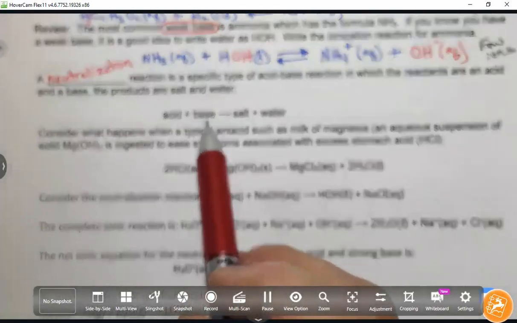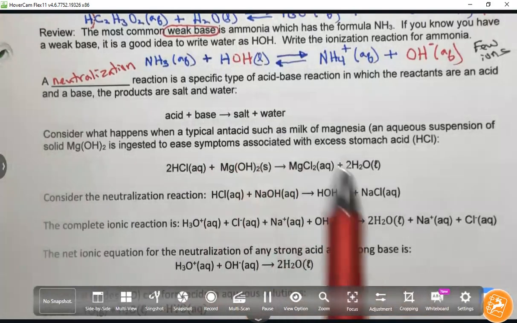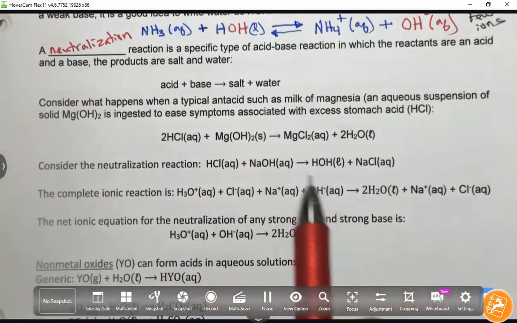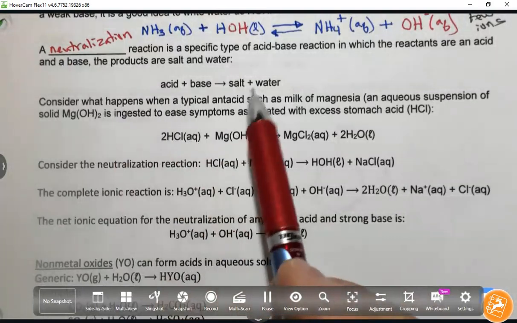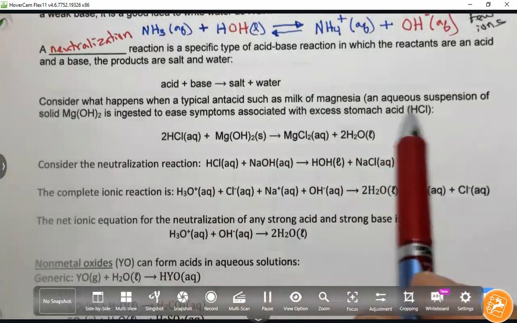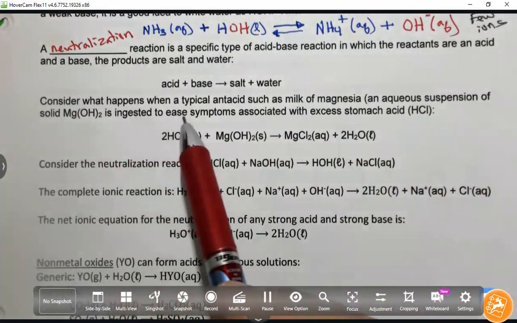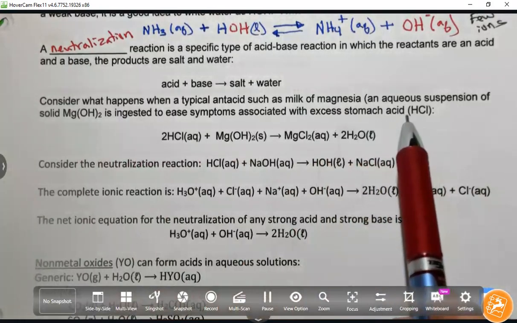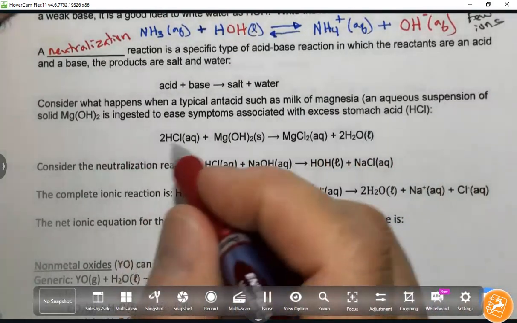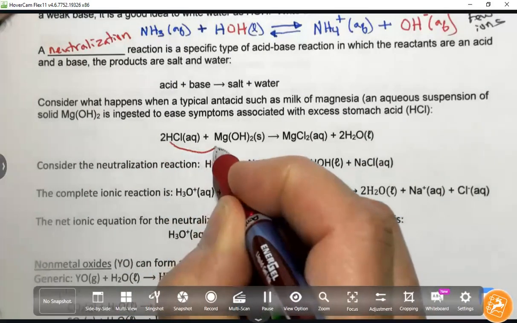We're going to have an acid plus a base. We're going to get a salt and water. And I have considered what happens when a typical antacid, such as Milk of Magnesia, an aqueous suspension of magnesium hydroxide, is ingested to ease symptoms associated with excess stomach acid, HCl. So this is my acid, but we're still going to do this as double replacement.